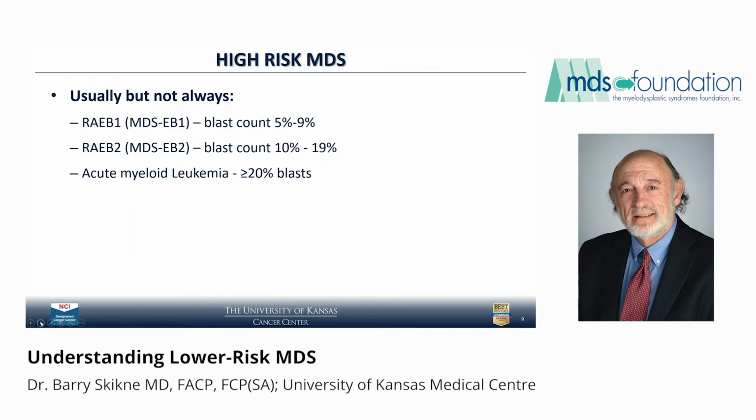Now, as far as higher risk disease, these usually have the MDS EB1 or RAEB1, where their blast counts are 5 to 9%, and RAEB2, where their blast counts are even higher, 10 to 19%. And if there's 20% or more blasts in the marrow, we call that acute myeloid leukemia.